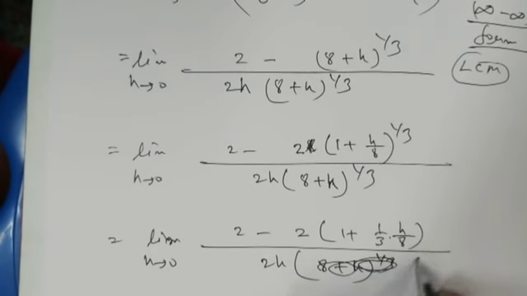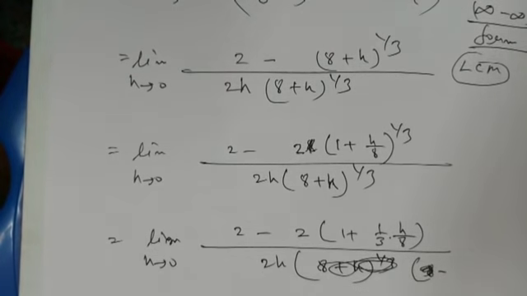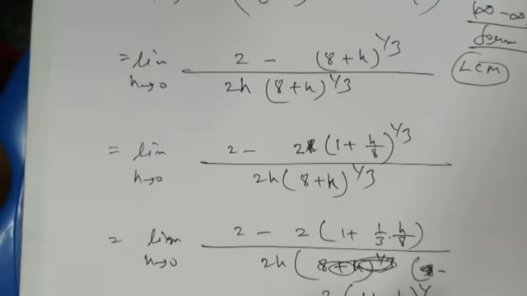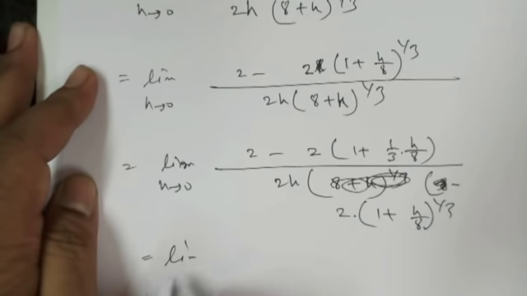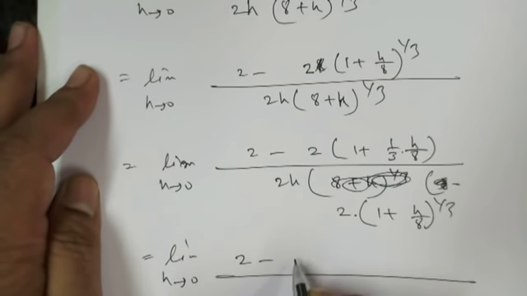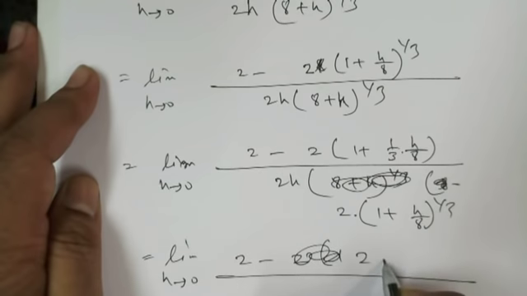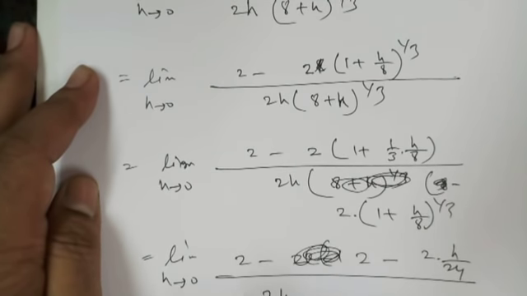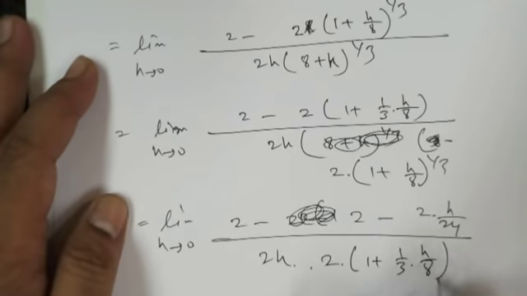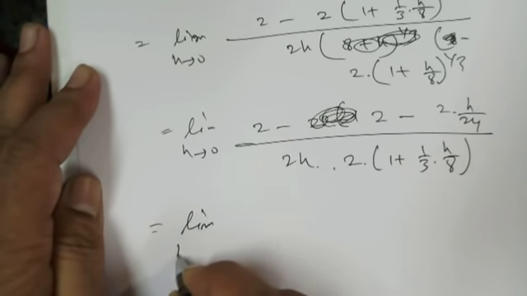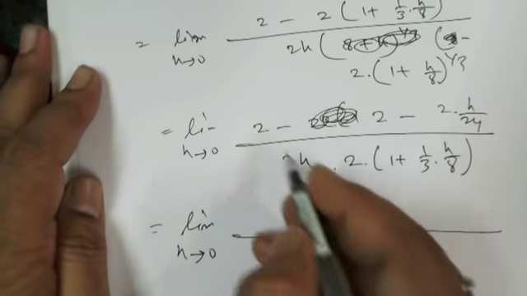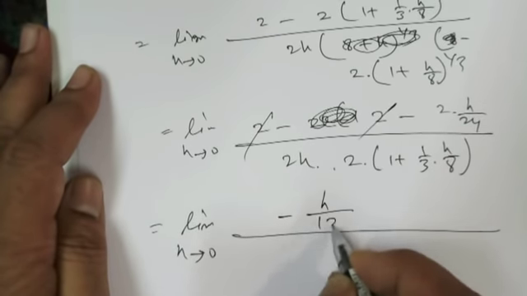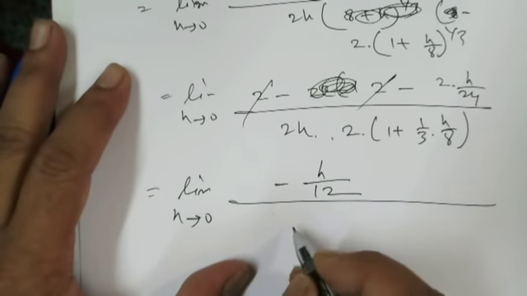This is also, you can take 8, you can also take 2 1 plus h upon 8 whole power 1/3, and this is limit h tends to 0, and 2 minus 2, and this is minus 2h upon 24, and this will be 2h, and this is 2 1 plus 1/3 h by 8, and this will be h, limit h tends to 0, and this is 2 each cancel, and this is minus h upon 12.